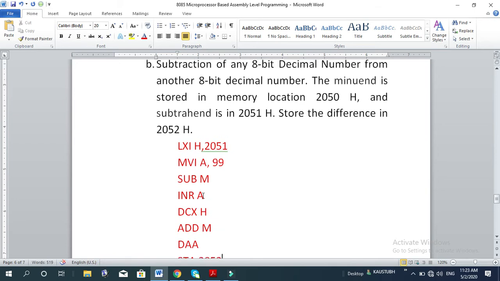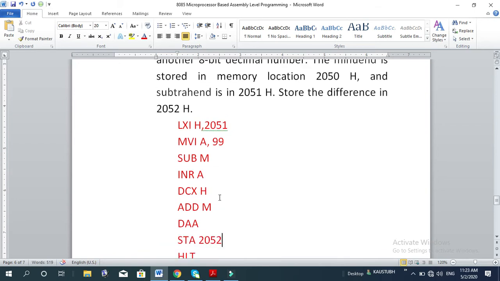This is the program, and I will explain it. Since it is decimal, that means BCD, and for BCD arithmetic there is the instruction DAA, the decimal adjust accumulator. But there is a consequence: the DAA instruction is applicable only for addition instructions, that is ADD or ADC. DAA will not be applicable if you are using a subtraction instruction, say SUB or SBB, subtraction with borrow.